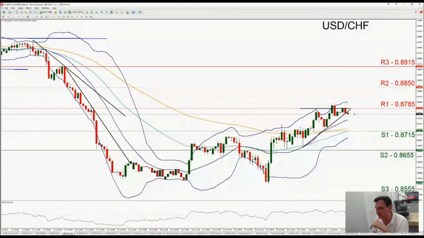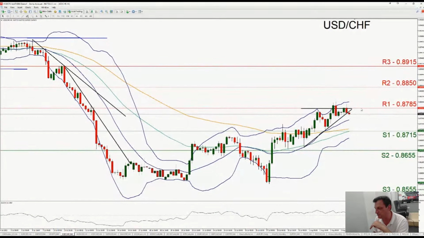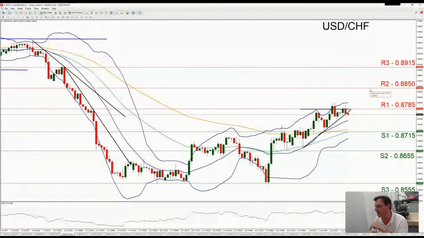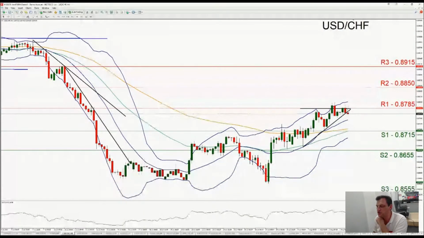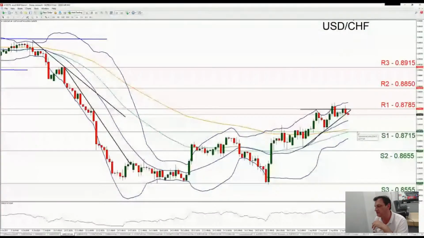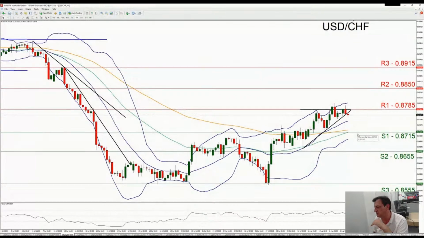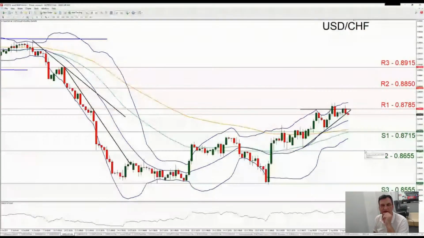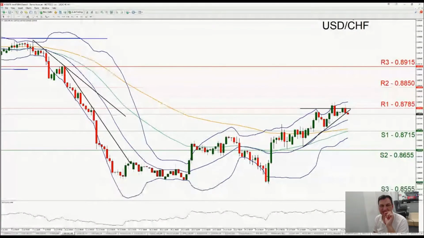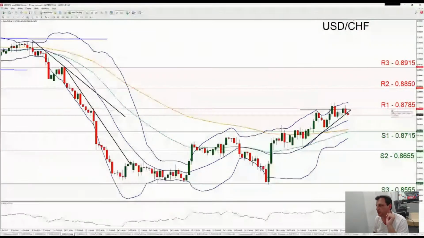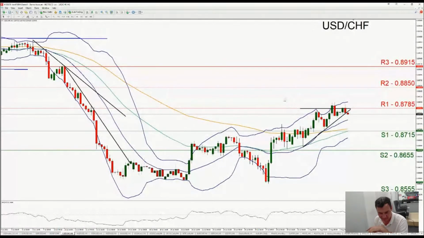Should the bulls take over, we may see the price action rising, breaking the R1 0.8785 and start aiming for the R2 0.8850. On the other hand, should the bears take over, we may see the price action dropping, breaking the 0.8715 support line, nothing less, and start aiming for the 0.8655. Overall, though, for the time being, we tend to maintain a bias for the sideways motion to continue just below the R1 0.8785.